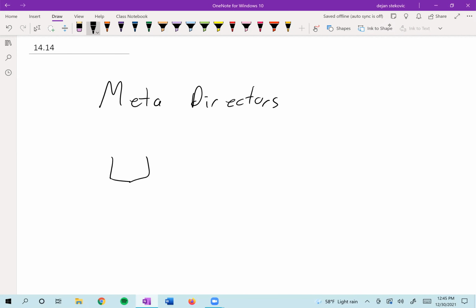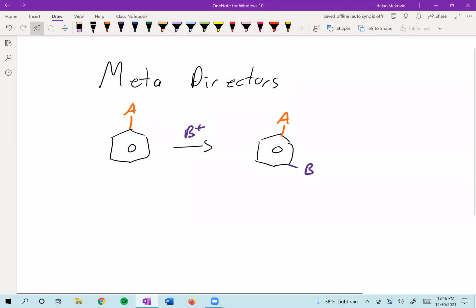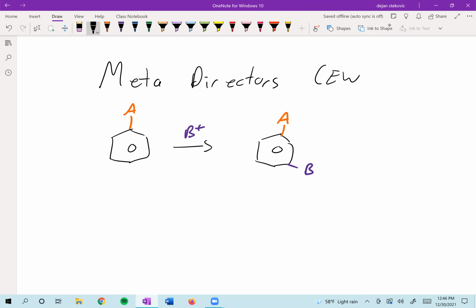Right, so the other option is to have a meta director, right? So if we have group A here, and then we try to add group B, we can have some groups that will direct group B into the meta position. And so if we think about what are meta directors, they're going to be our electron withdrawing groups.